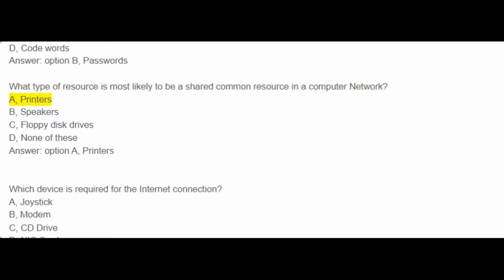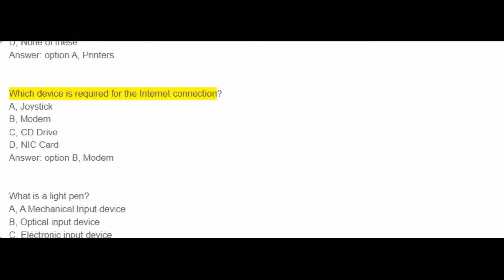What type of resource is most likely to be a shared common resource in a computer network? A. Printers. B. Speakers. C. Floppy disk drives. D. None of these. Answer. Option A. Printers.